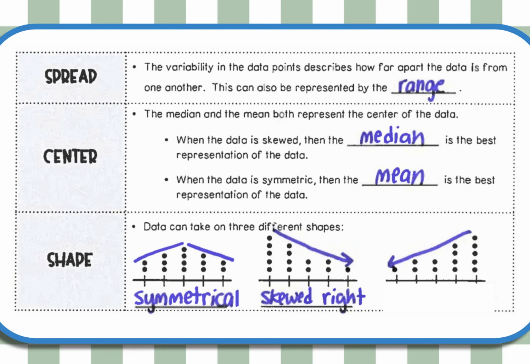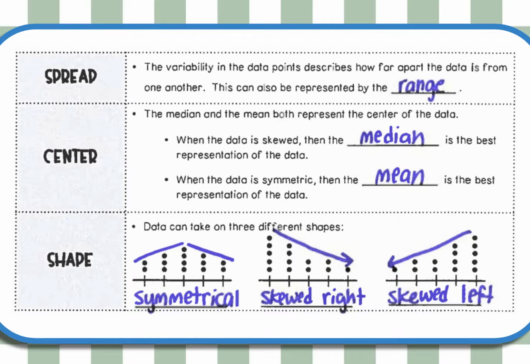And if you have it the other way, when all the dots are kind of pushed to the right, that would be called skewed left. So you could draw an arrow going down. Again, think of it like you're skiing down a mountain to the left.